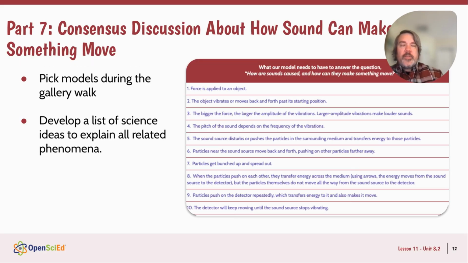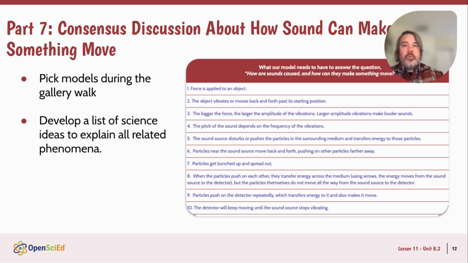So day 1 ends with them doing that modeling. They come back, they get the chance to do a gallery walk, see other models, give each other some feedback. And then that leads us to part 7 on day 2, where we really come together to explain how sound can actually make things move, right? And we're thinking about all the ideas we need to be able to explain that.